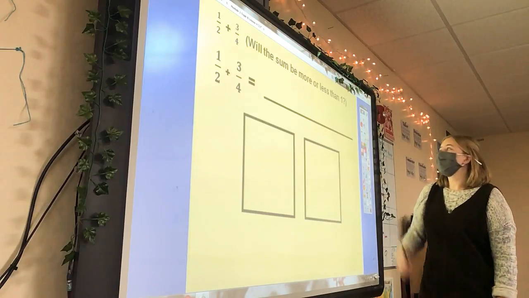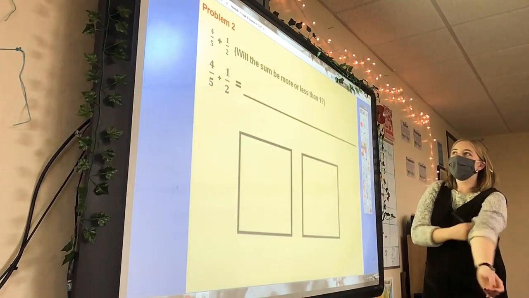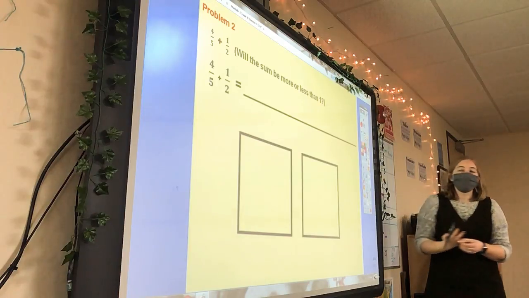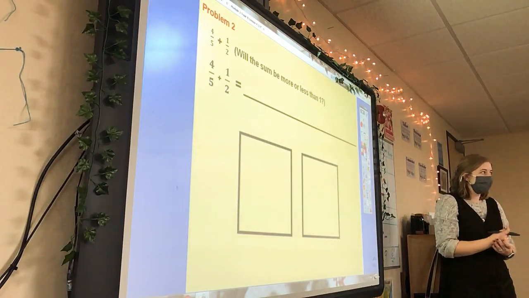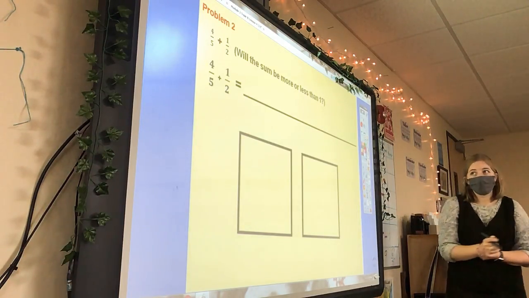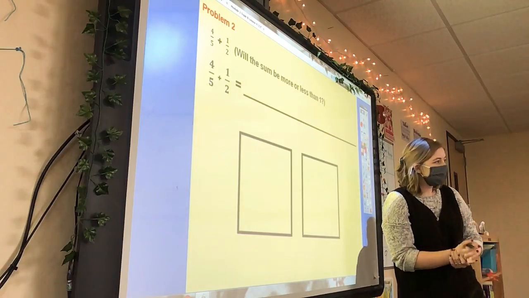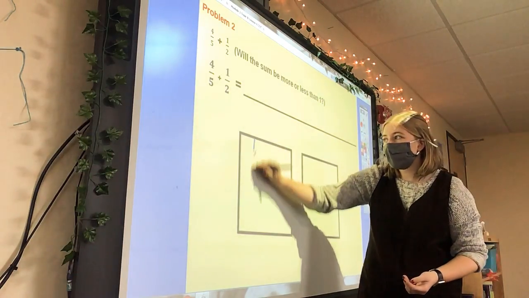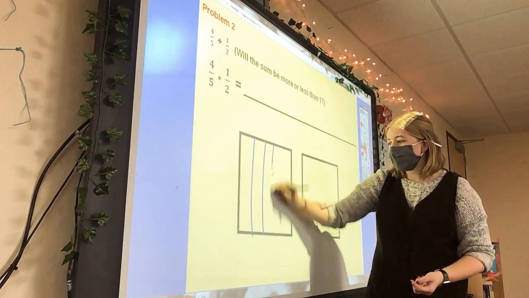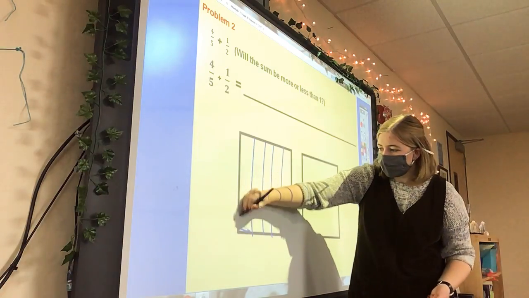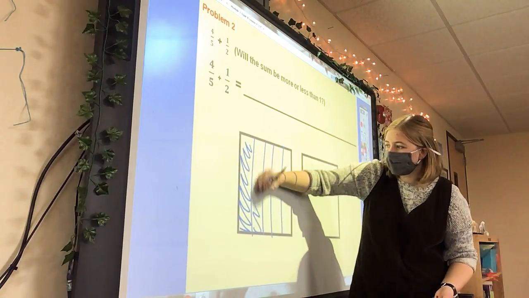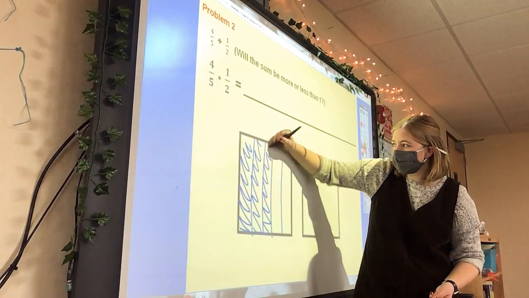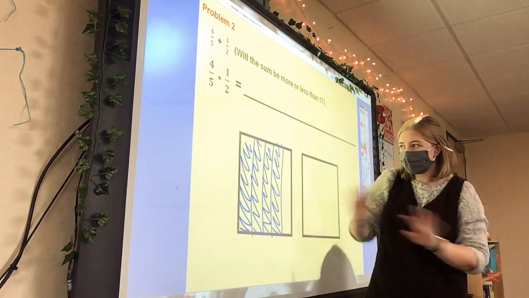So I'm actually going to go to this one. 4/5 plus 1/2. Now we're really looking at things that are going to be a bit different than what we've been working with. But again, the process is the same. So I'm going to show 4/5 over here. So 1, 2, 3, 4, 5, right? So 1/5, 2/5, 3/5, 4/5, and that's it.